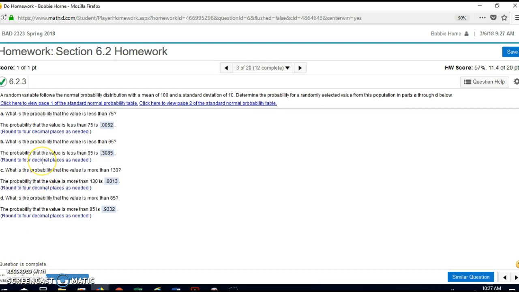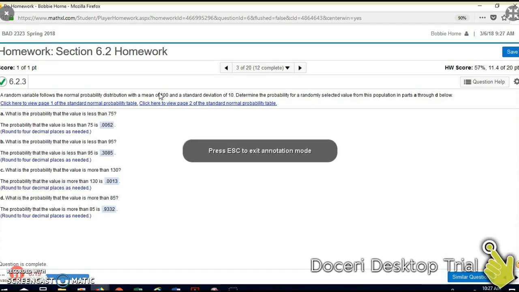Okay, on this problem, we want to find the probability that the value is less than 75. The mean is 100 and the standard deviation is 10. So we need to get the z-score, and then we need to look up the z-score on the table and find the probability. So first, let's find the z-score.